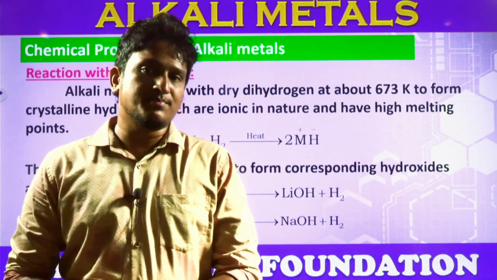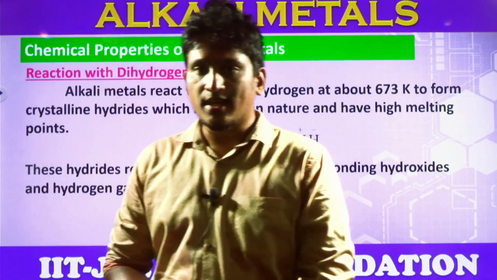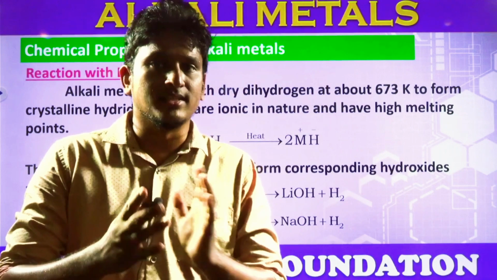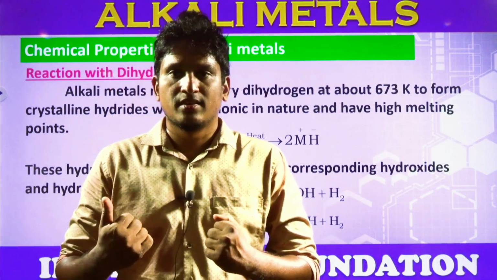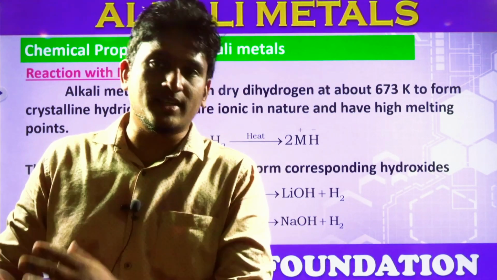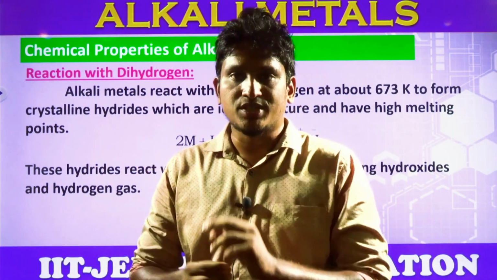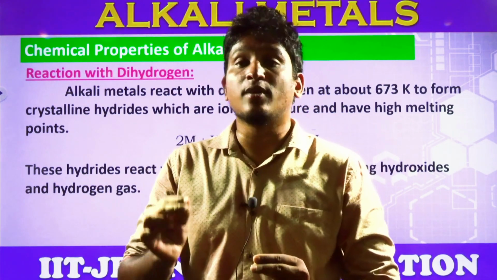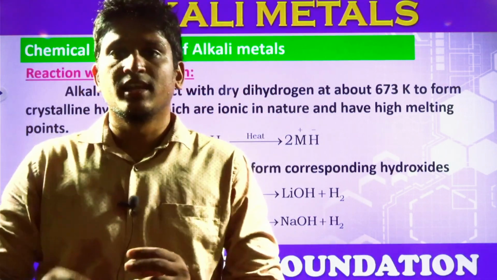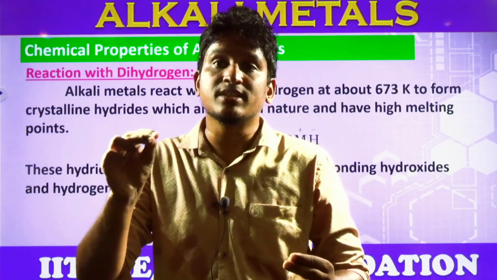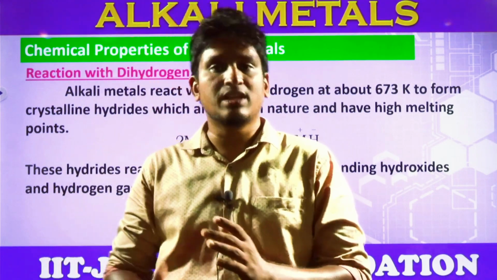What's the formula we can expect? Does hydrogen lose electrons or gain electrons? Remember, students, when hydrogen reacts with metals, it gains electrons. When hydrogen reacts with non-metals, it loses electrons. That means when it reacts with metals, it forms hydrides, H minus. If it reacts with non-metals, it forms H plus, which is hydrogen ion. Got the clarity, students?